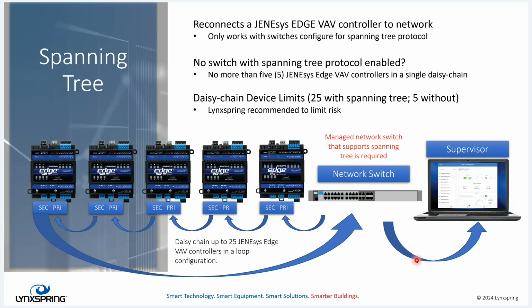The more you add to a daisy chain, the greater the risk: with more and more devices, if one breaks down, then more will fail as well. If you do use spanning tree protocol, we recommend limiting it to 25 in a single loop. Again, for the same reasons, it's a fair level of risk. You want to avoid trying to put a ton of them on there because the more you put on, the more chances you might have of multiple VAVs going down at once.